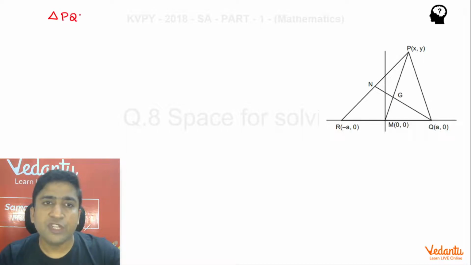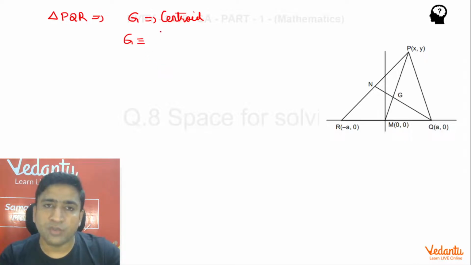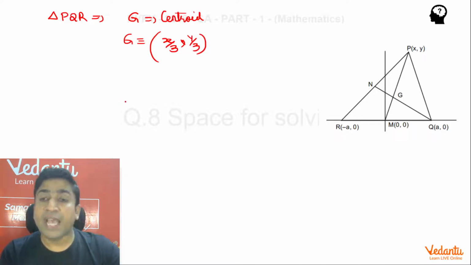triangle PQR, can I say point G is the intersection point of the medians, hence G is nothing but the centroid. And if G is the centroid, now bacho, I'm going to write down the coordinates, that is (x1 plus x2 plus x3) by 3, (y1 plus y2 plus y3) by 3. So if you apply the x coordinate, it becomes x by 3, and for the y coordinate, it becomes y by 3. This is going to be the centroid. Now the question is saying, can you tell me the angle QGM?